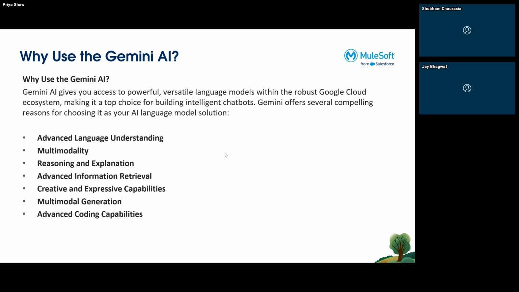Then we have multimodal generation. This generally means that Gemini can not only work with text, it can also help you create stories or poems, or generate video captions.